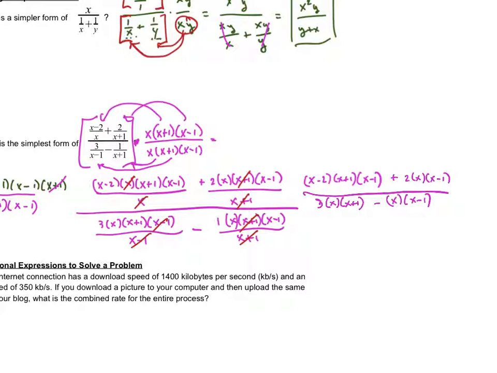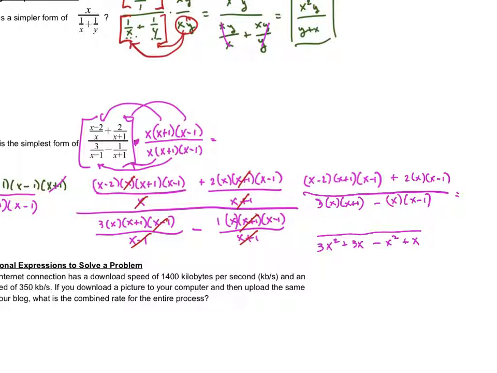Now, we could possibly be done here, but let's just see what happens in this new denominator. I would have 3x squared plus 3x minus x squared plus x. That would be my new denominator.